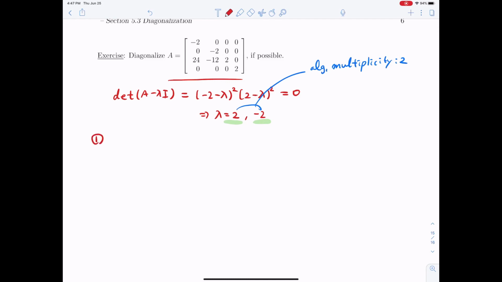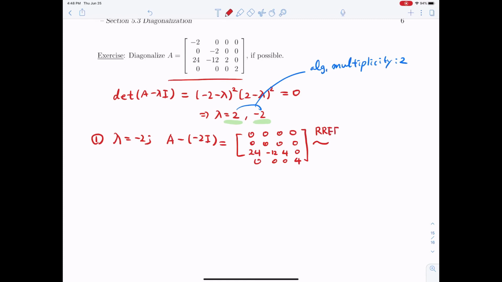So first of all, when lambda equals negative 2, we have to solve for A minus negative 2 times I. In other words, this equals, I guess, 0, 0, 0, 0. So the first two rows are 0. And then 24, negative 12, 4, 0, and 0, 0, 0, 4. So if you take the RREF of this matrix, this gives you 1, negative 1 over 2, 1/6, 0, and 0, 0, 0, 1.